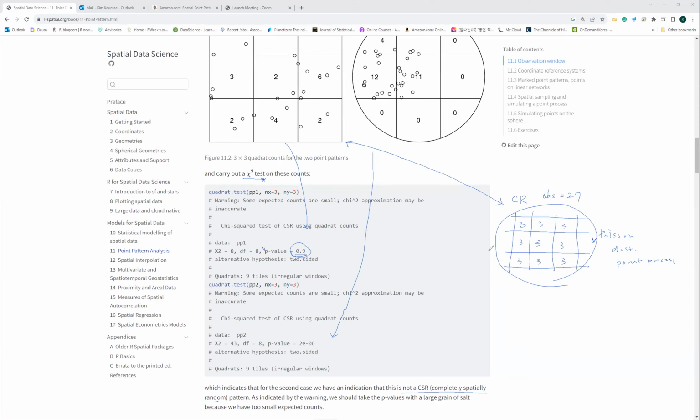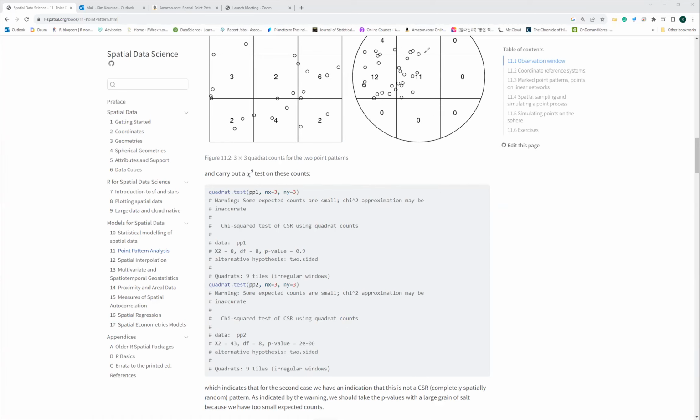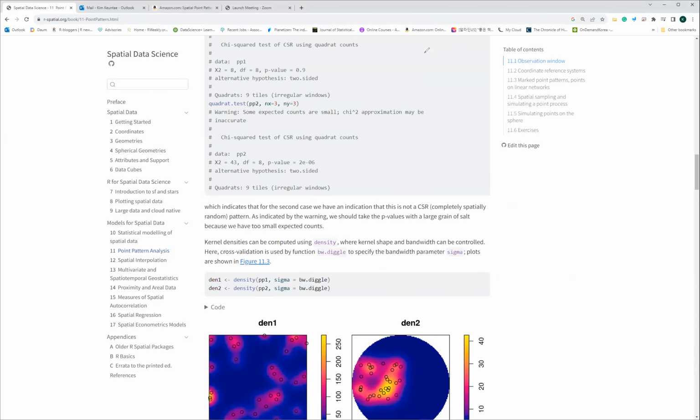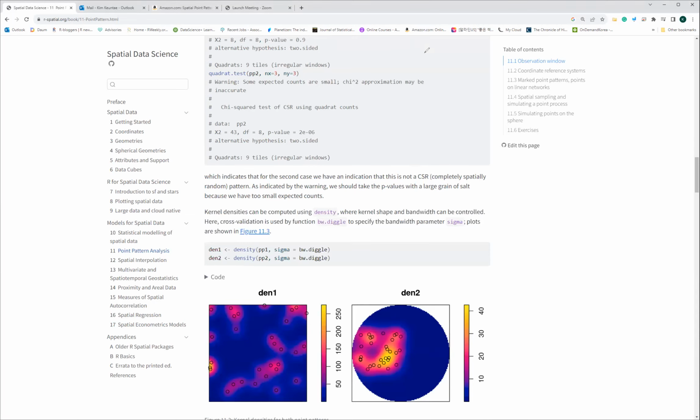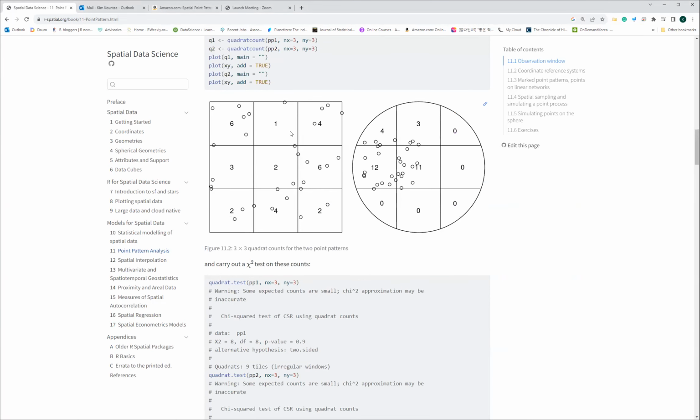Okay, any questions so far? Okay, so this one is the quadrat count. We count the points in each cell, but as you can see in this figure, depending on our boundary window, each cell shape can vary, right? So that means we cannot standardize the intensity of the points as a value.